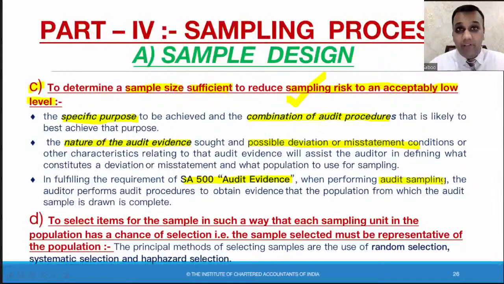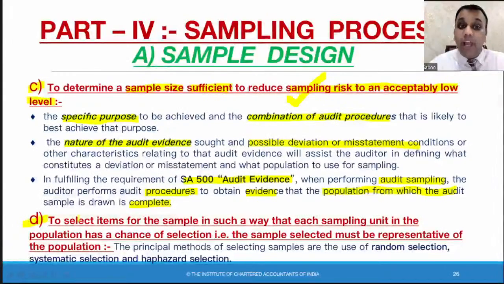Collection of audit evidences. SA 500 tells us that audit sampling is one of the methods to use while carrying out your audit procedures and gathering audit evidences. So when performing audit sampling, the auditor performs audit procedures to obtain evidence of the completeness of the population from which the audit sample is drawn. We need evidences that we have extracted a sample of adequate and sufficient size from the complete population.